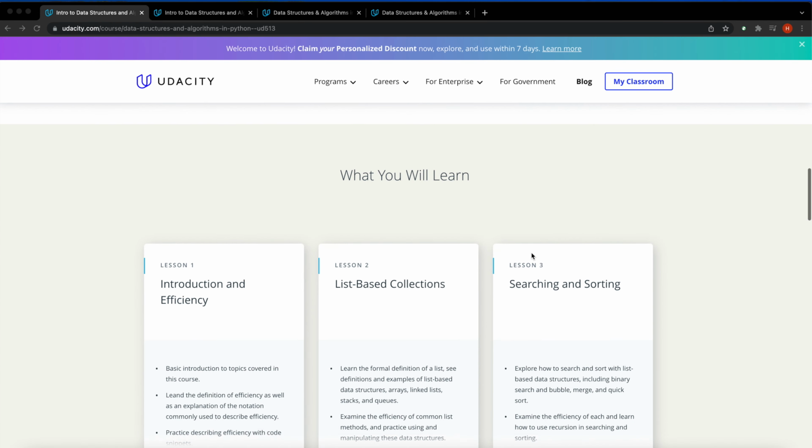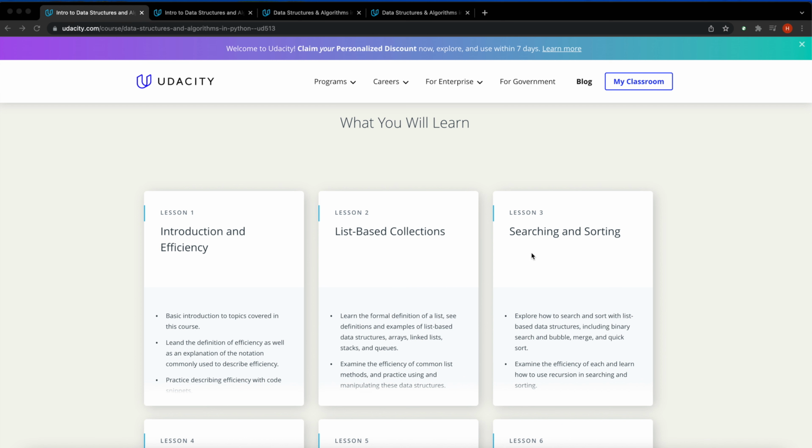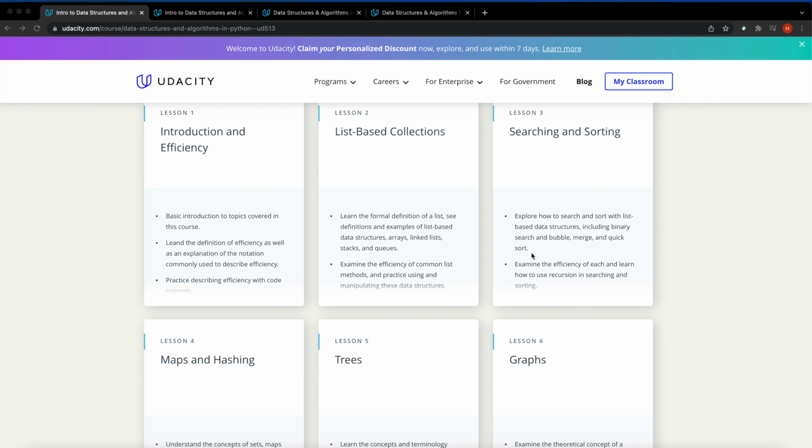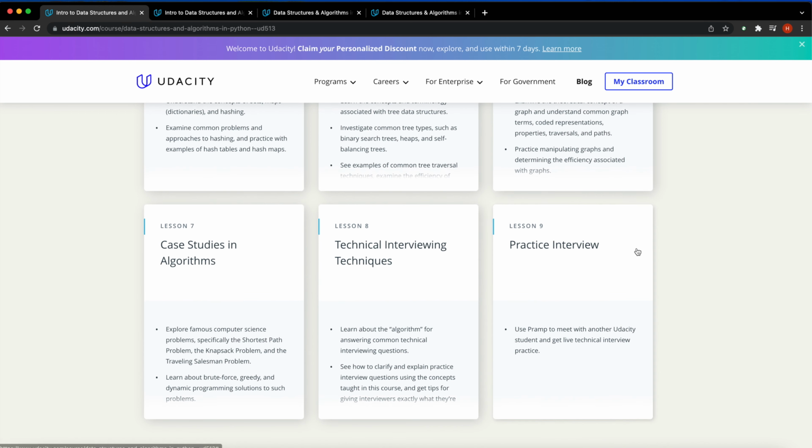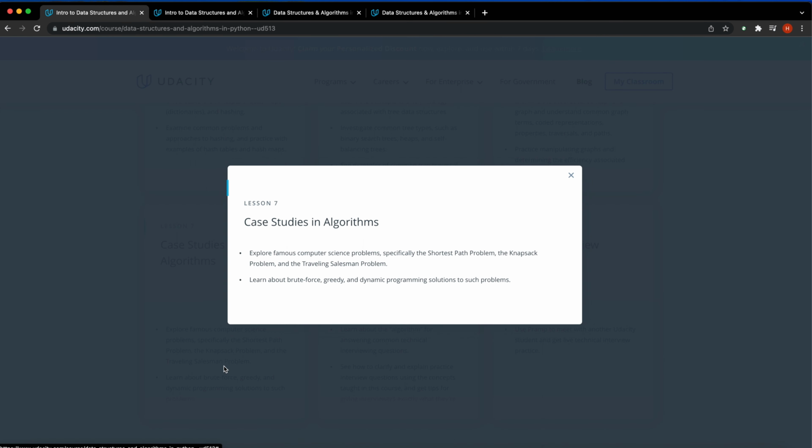And let's see what all you will learn in the course. You will be given an introduction, you will be talked about the efficiency of any algorithm, you'll learn list based collections, you'll learn searching, sorting, and you'll learn maps, hashing, trees, graphs. Then you'll also learn some famous computer science problems like the shortest path problem, the knapsack problem, and the traveling salesman problem, and many more. You'll also be taught dynamic programming.